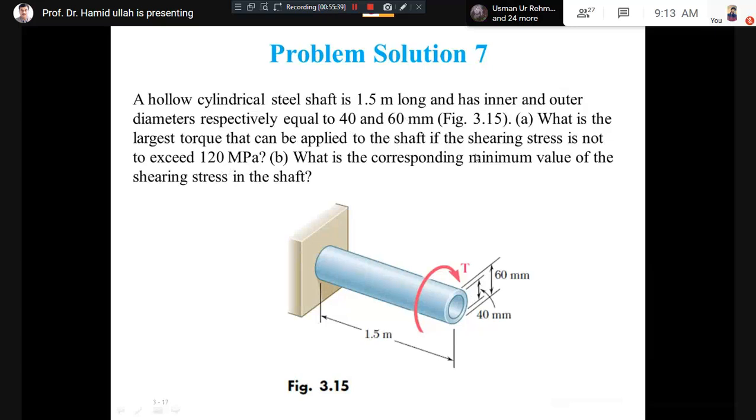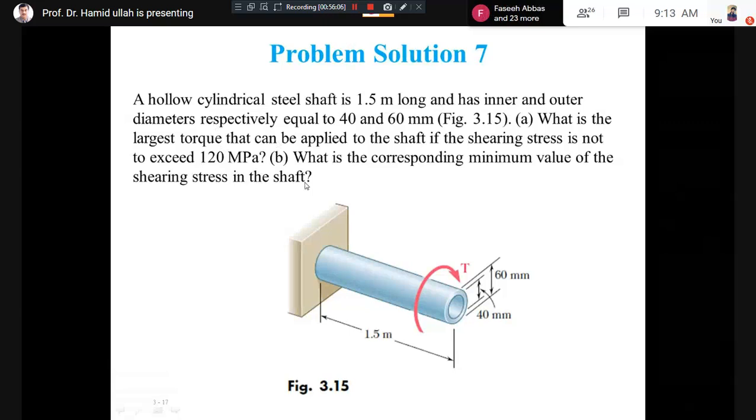Number one, you can see part A: what is the largest torque, or the maximum torque, that can be applied to the shaft if the shearing stress is not to exceed this much? Meaning, like the previous problem, we want to calculate the torque based on the shear stress of 120. Second, what is the corresponding minimum value of the shearing stress?